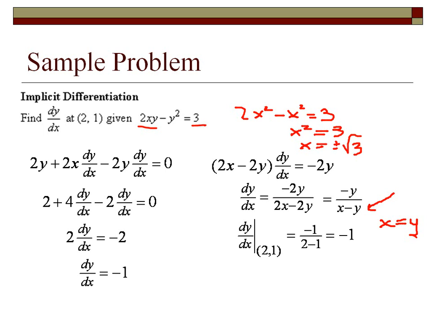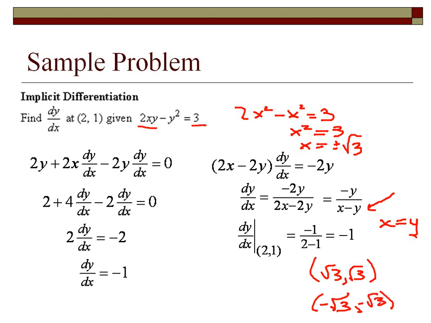So we would have vertical asymptotes. It says x equals y. I'd have vertical asymptotes at (square root of 3, square root of 3), as well as (negative square root of 3, negative square root of 3). So be aware of that.